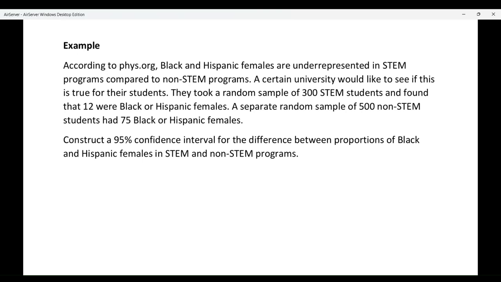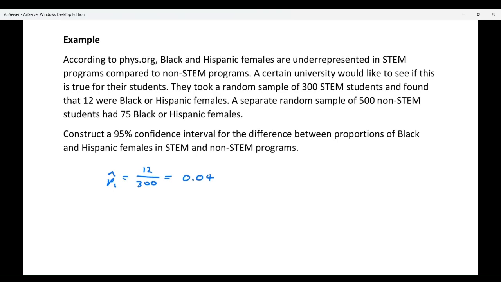Okay, so bottom line is we have a situation where there is question as to whether or not Black and Hispanic females are underrepresented in STEM programs. We've got some data that we're going to use to see if there is support or not for that claim. So the first thing we need to do, because we don't actually have proportions here, we need proportions first of all. So P1 hat, we'll use that to define STEM students. So there were 12 Black or Hispanic females in STEM programs out of the 300 sampled, which is 0.04 as a decimal. Okay, so these are in STEM.